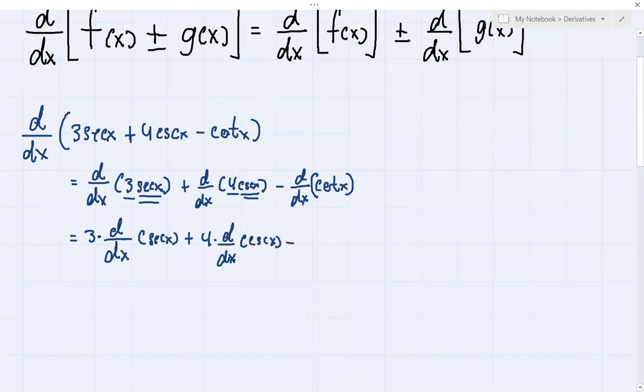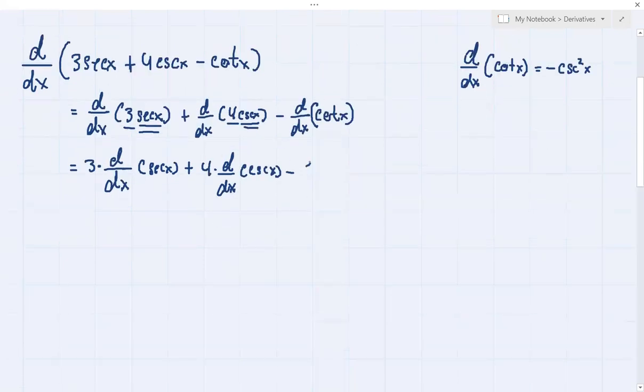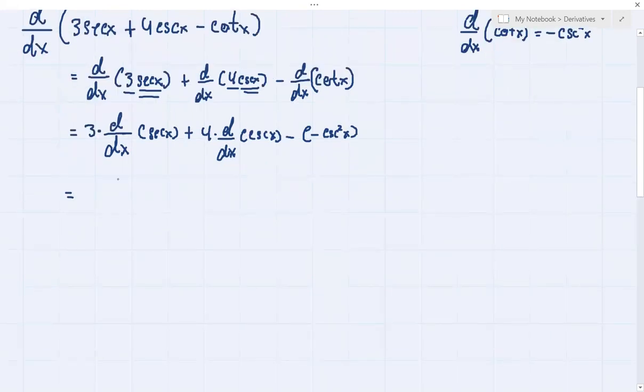Minus, ito naman, derivative ng cotangent x. So let's have a recall. Ang derivative ng cotangent x ay negative cosecant squared x. So therefore, we will have minus negative cosecant squared x. So let's now proceed dito.